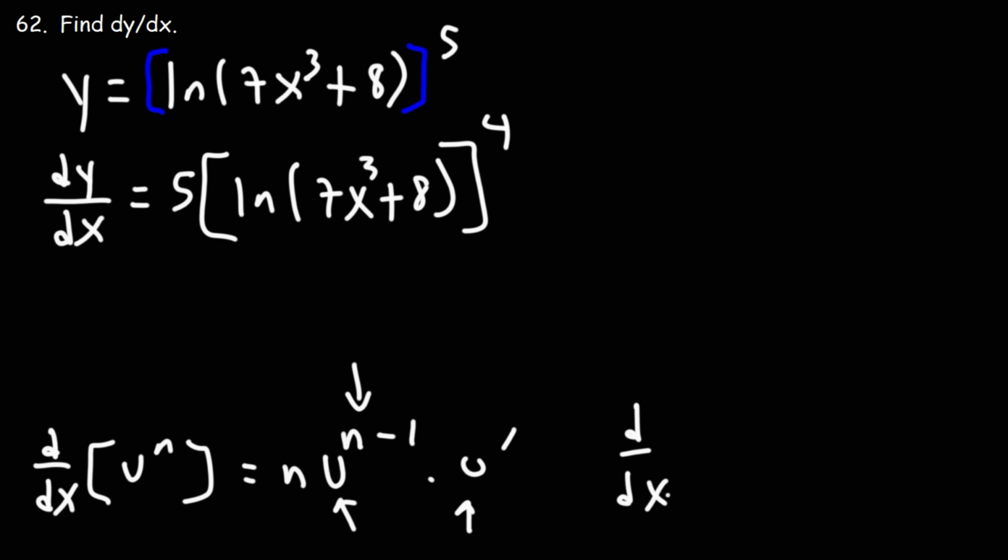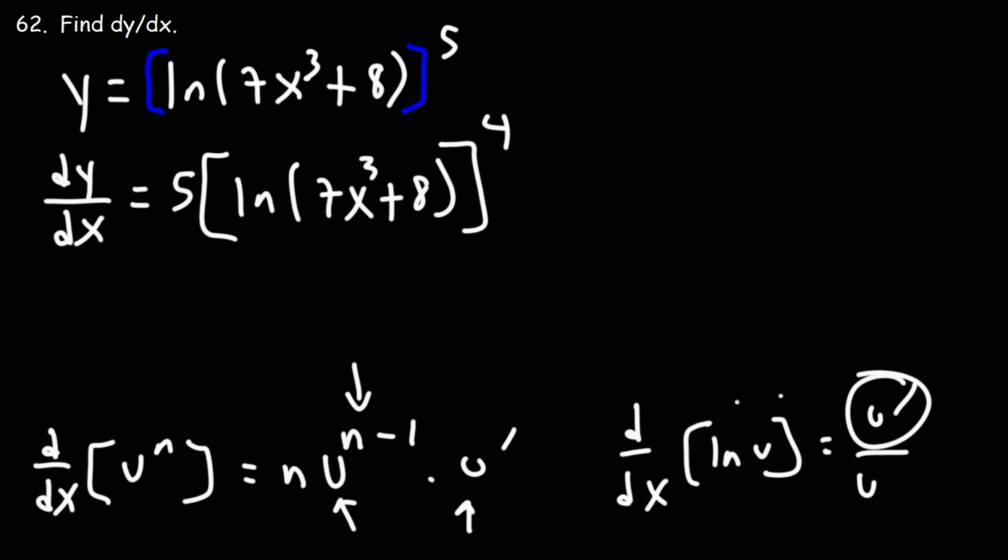So to find the derivative of that, we need to use this formula. It's going to be u prime over u, where this u prime is different from that u prime. So the derivative of what's inside, the derivative of 7x cubed plus 8, that's going to be 7 times the derivative of x cubed, which is 3x squared. The derivative of 8 is 0, divided by what's inside of ln, so that's 7x cubed plus 8.